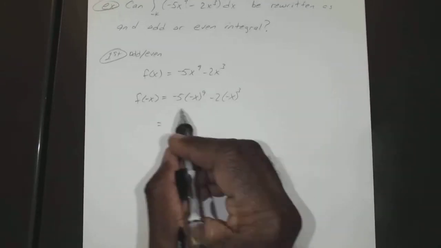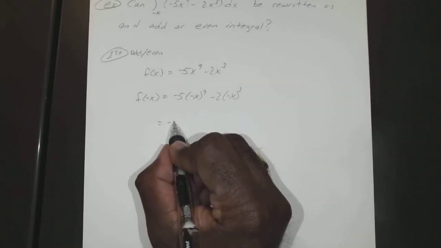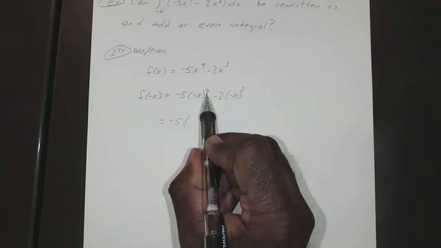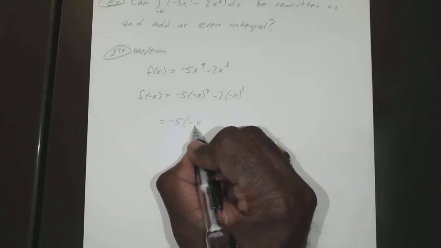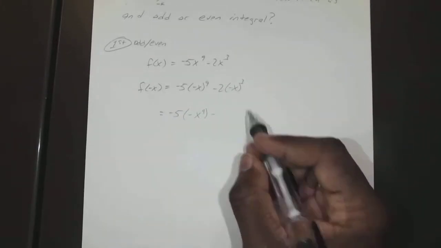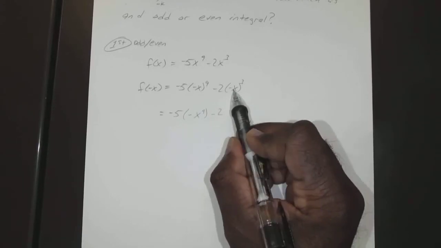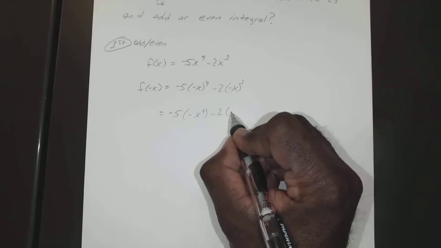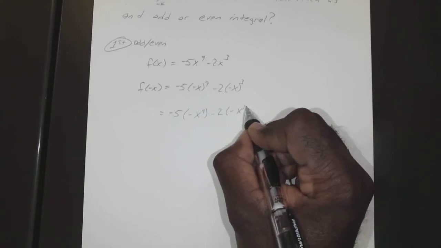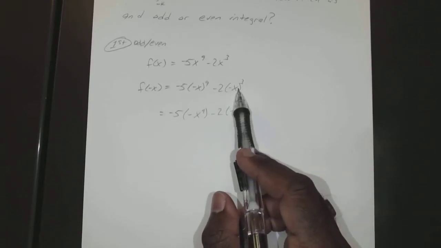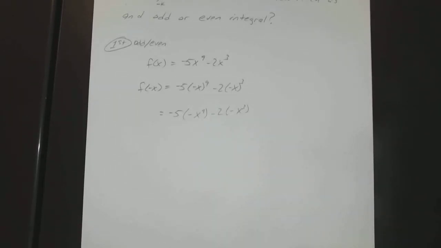Okay, so this is actually going to equal negative 5 times negative x to the 9th minus 2 times negative x times negative x times negative x is negative x. So it's times negative x to the third power. So the parentheses kind of disappear where you're not taking the entire thing to the third power. It's like negative 1 times x.